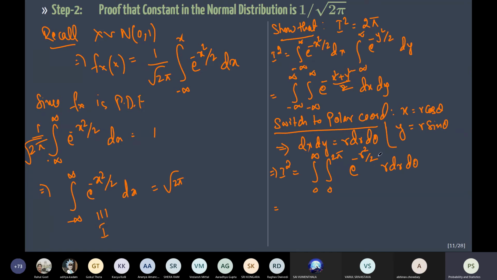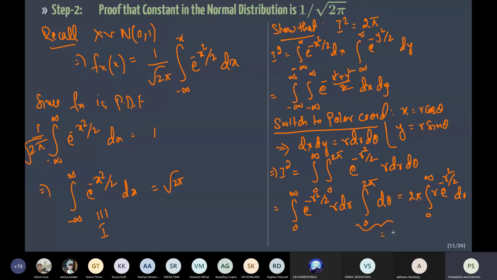Actually, here there is a dependence only on r, so the theta part can come out. I can write one more step: the integral of e to the minus r square by 2 times r dr, and the remaining integral is 0 to 2 pi of d theta. The integral of d theta is theta from 0 to 2 pi, which will be 2 pi. And then this will be the integral from 0 to infinity of r e to the minus r square by 2 dr.